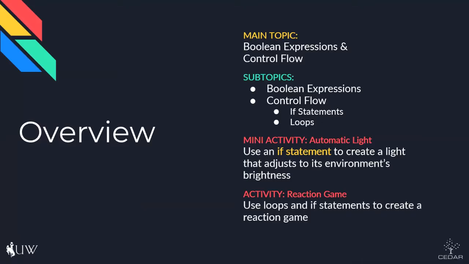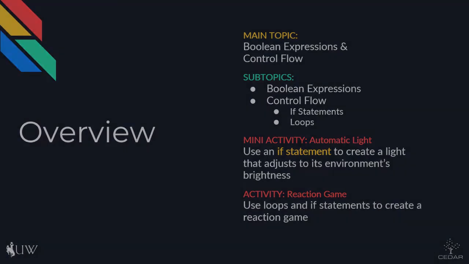Today we're going to go over a few things. First, we're going to talk about Boolean expressions and their symbols, and then we're going to go over control flow by talking about if statements and loops. We're going to do one mini activity that's going to be in the if statement section of our video. We're going to use an if statement to create a light that adjusts to its environment's brightness. And at the end of today's video, you're going to use everything you've learned, loops and if statements, to create a simple reaction game.